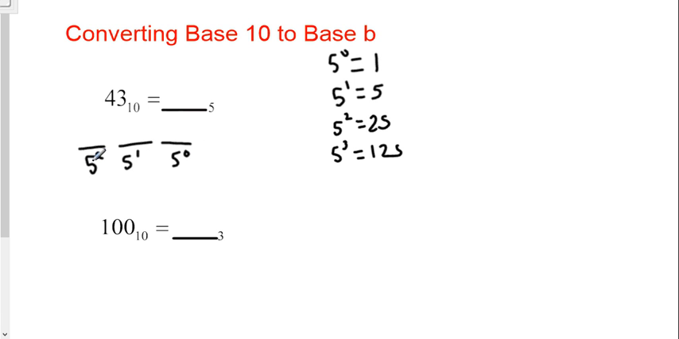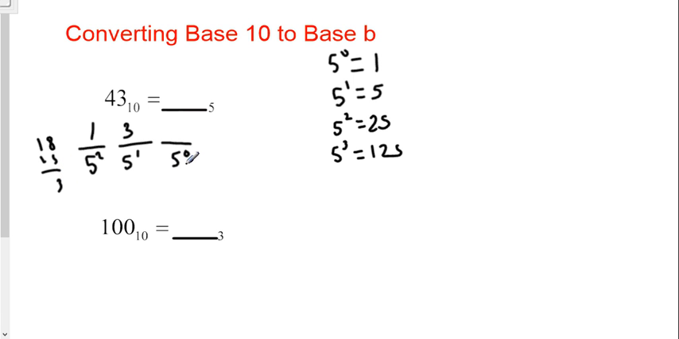As soon as I determine the largest power, it's the key to the whole problem because that tells me how many place values I need. So if I take 43 and divide it by 5 squared, how many times can 5 squared go into 43? One time. What's my remainder? 18. Now, how many 5 to the 1s can I take from 18? Well, 3, which is 15. Subtract it, you get a remainder of 3.